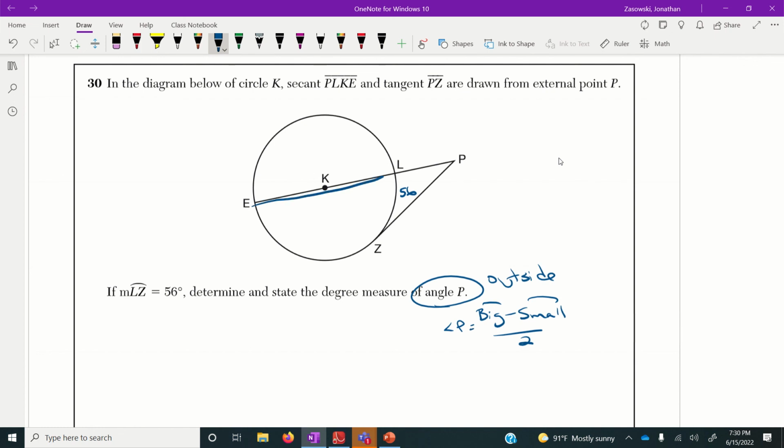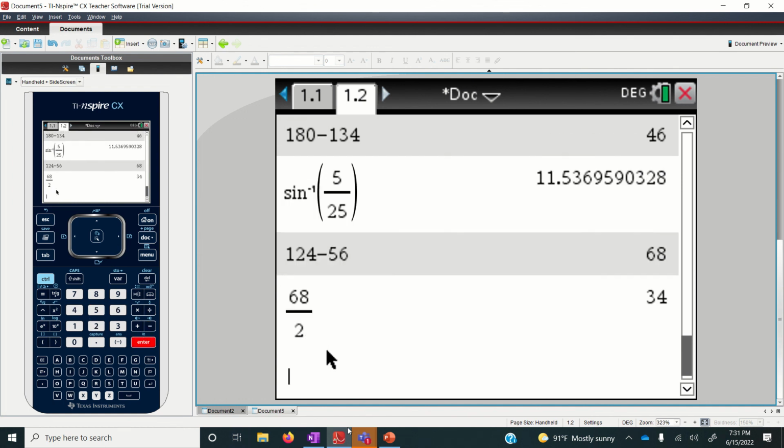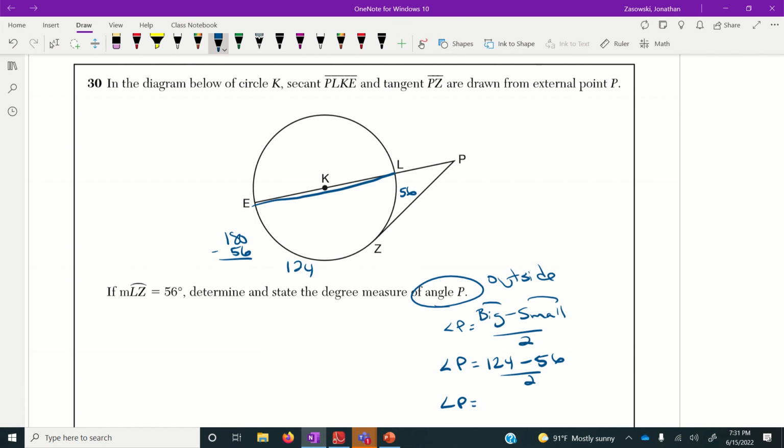So the key thing is that this is the diameter. So if this is 56, this arc is 180 minus 56, which is going to be 124. So if I follow the measure of angle P rule here, 124 is the big arc minus the small arc, which is 56, and then we're going to divide it by 2. So we grab our calculator, 124 minus 56, and then divide that answer by 2, gives us 34. And that's it. We're done with that one.